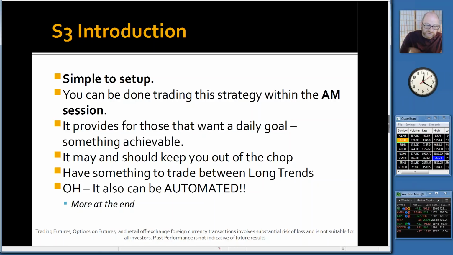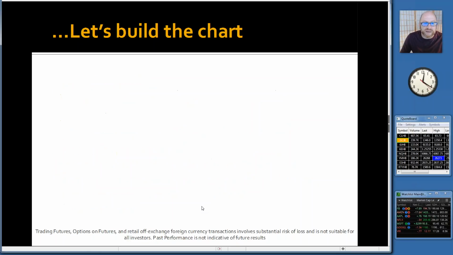And lastly, you can see one of the benefits of the strategy that we've never done before, or has been done, but we're progressing forward, is the ability to be automated. And so I will talk more about that at the end.